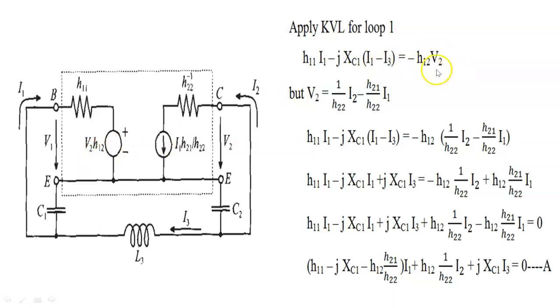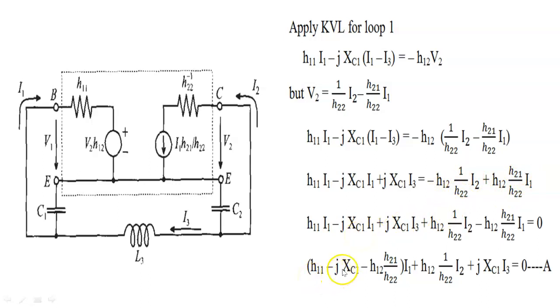For this equation, we need to find the value of V2. So V2 is the output voltage. It exists between C and E, that is the collector and emitter terminals. So it is 1 by H22 into I2 minus H21 divided by H22 into I1. So we substitute this V2 into this equation and we get this equation. Minus H12 is common to both terms, so we separate these two terms and take them to this side.